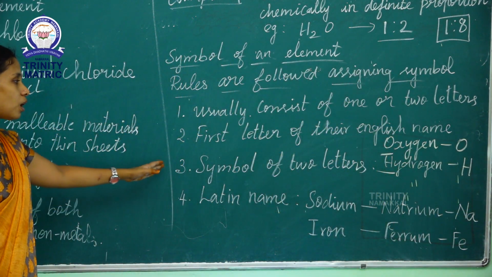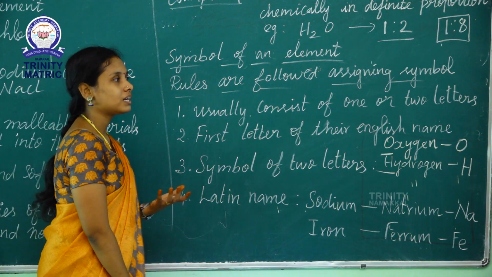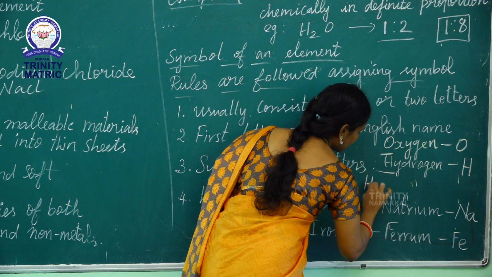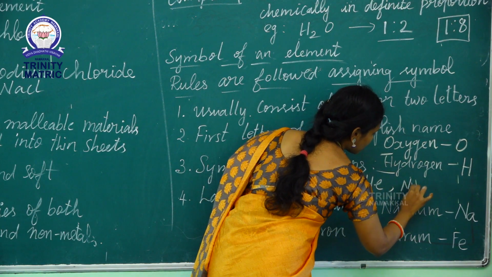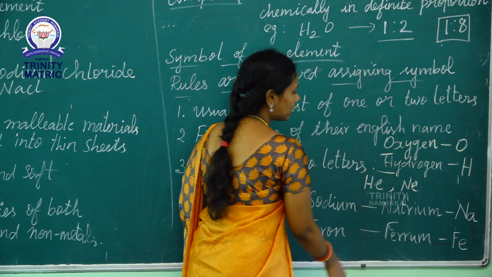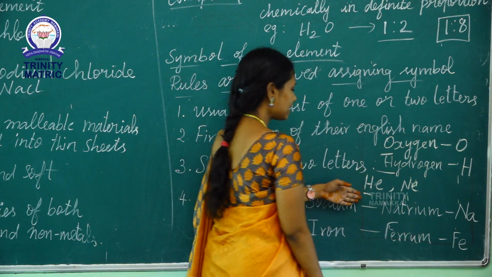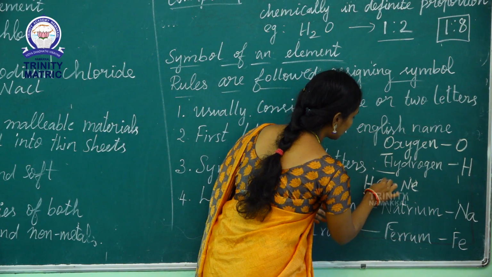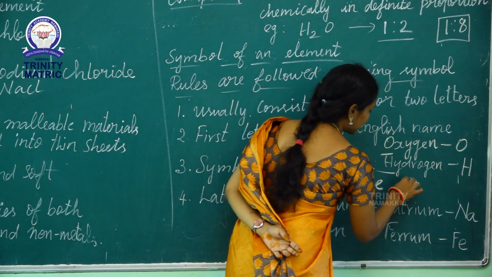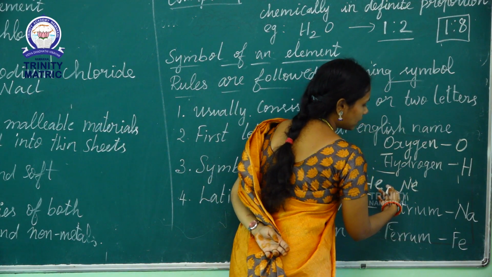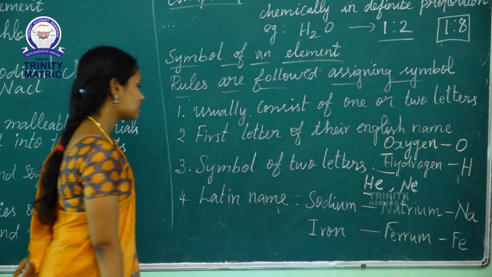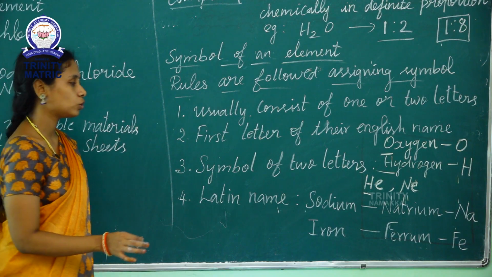Next, symbols of 2 letters. Some elements use the first 2 letters. For example, helium: the first letter we write as a capital H and then a small e, the second letter small. Next, neon: first we write capital N and then small e. So some elements have symbols of 2 letters.